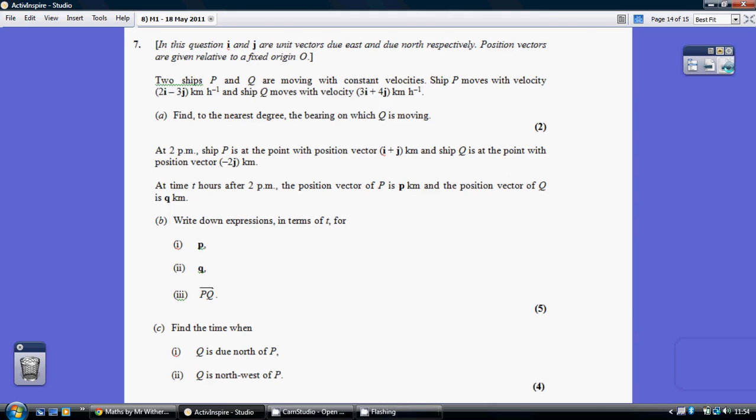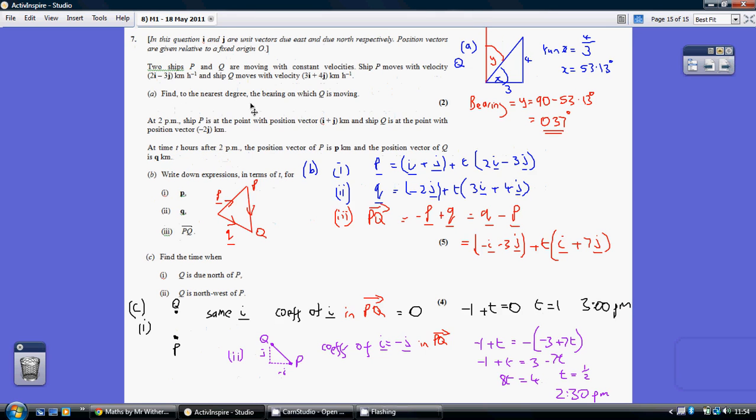Question 7. So part A, pretty straightforward. This is just SOHCAHTOA, so we know the ship's moved 3 to the left, 4 up. That allows us to work out the acute angle being 53.13, because tan x is 4/3. We want the bearing, remember this is measured from north, so 90 less 53.13, which is 0.37 to the nearest degree.